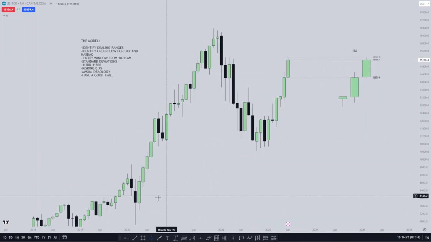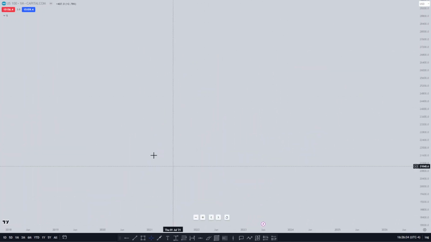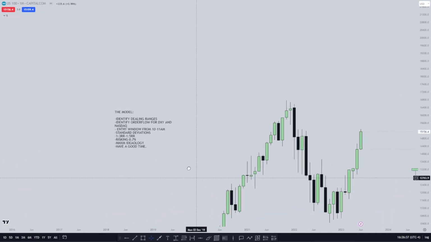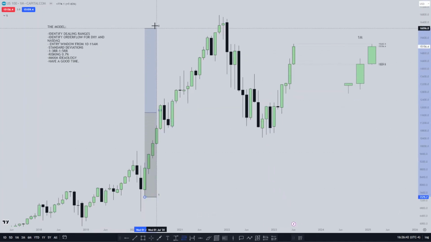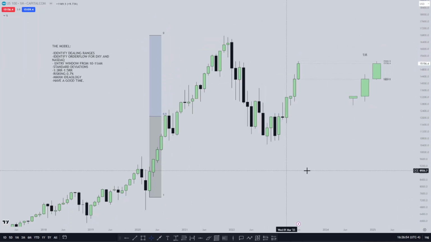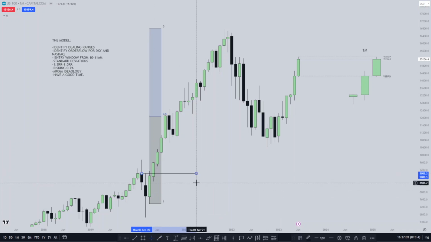Anyways, this is on the monthly right now, so this is just the model first of all. Now let's go step by step. Firstly, identifying dealing ranges. For the dealing ranges, I use a different language for me to understand them. From 2 months of backtesting and learning dealing ranges, because I've always been confused about them, I have made it second nature to simplify dealing ranges as much as possible.